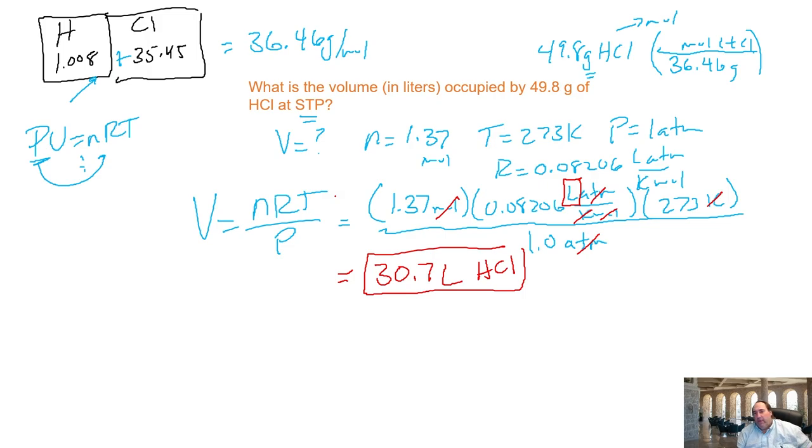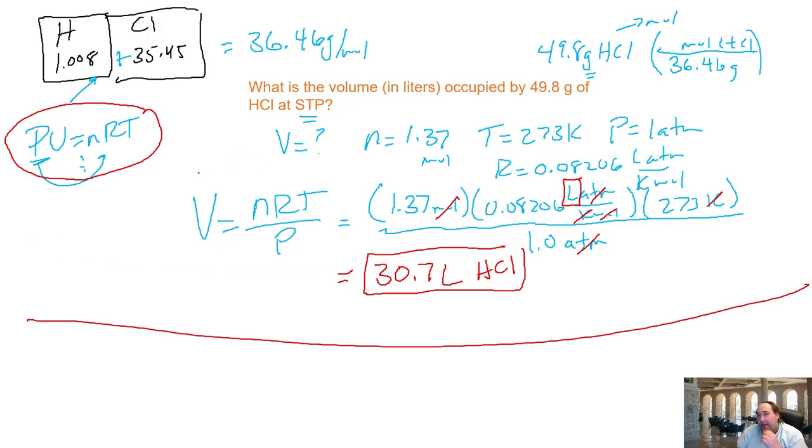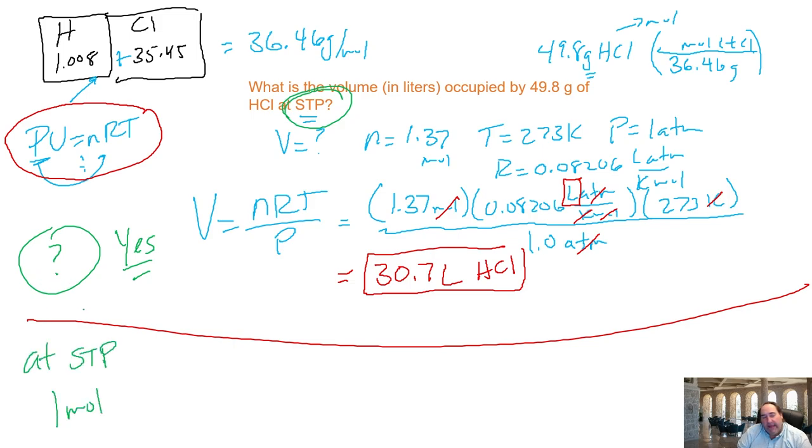So this is one way that you could solve this problem, and this might be the way that you did it, and clearly you can see it all works really well, no problem. Is there another way that we could have solved this problem? The answer is yes, you could have, because it is STP. Because it's at STP, we know that always at STP, 1 mole of any gas will equal 22.414 liters.